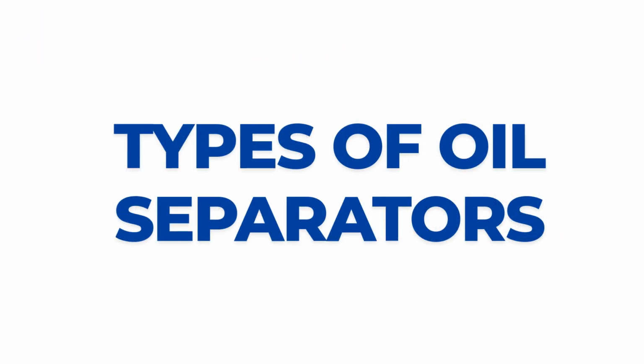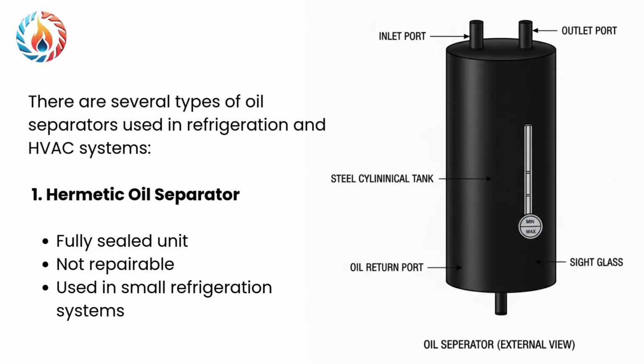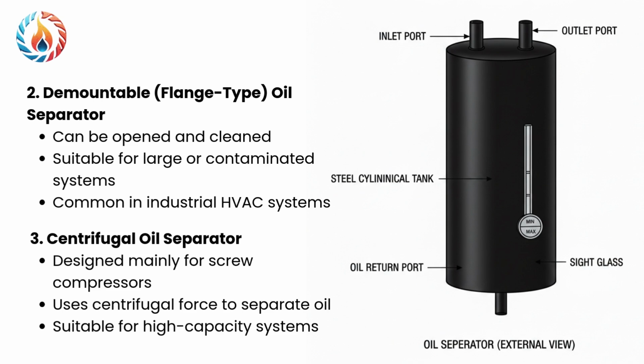Types of oil separators. There are several types of oil separators used in refrigeration and HVAC systems. 1. Hermetic oil separator. Fully sealed unit. Not reparable. Used in small refrigeration systems. 2. Demountable flange type oil separator. Can be opened and cleaned. Suitable for large or contaminated systems. Common in industrial HVAC systems.